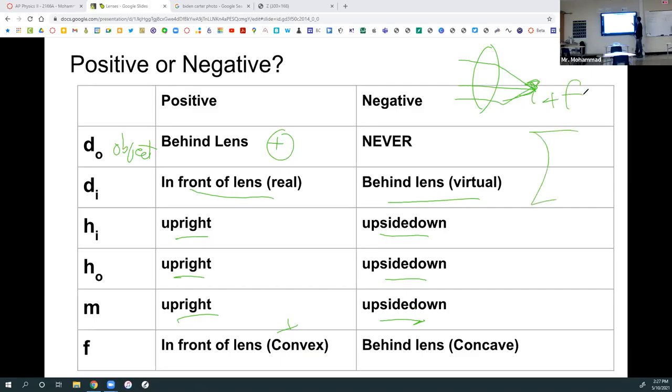A diverging lens, since it spreads light out, we're actually tracing it back. So it's considered to have a negative focal point.